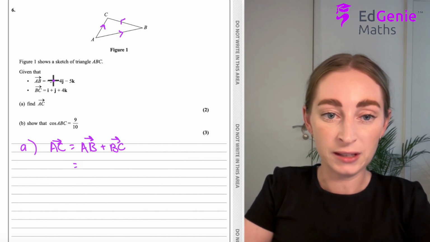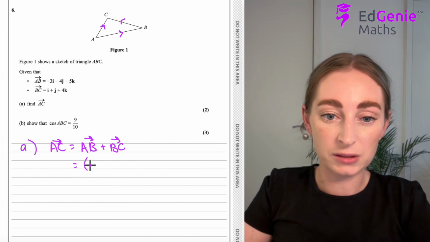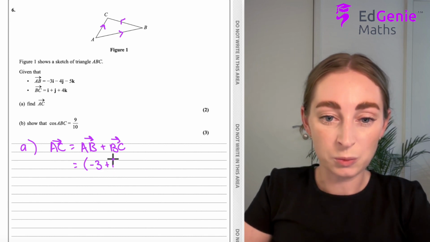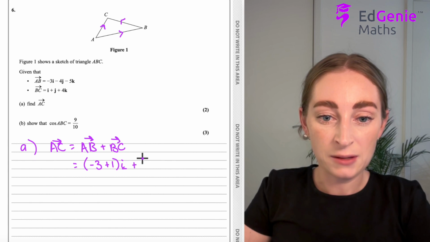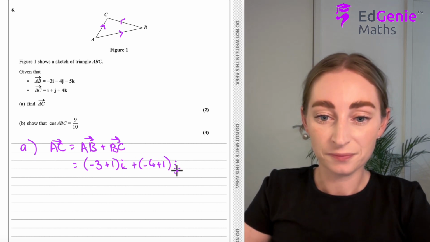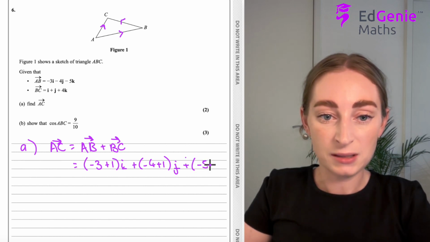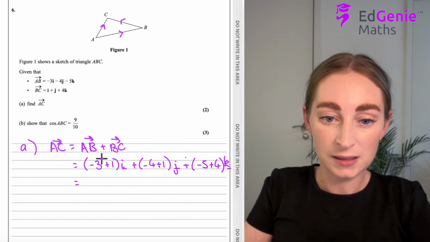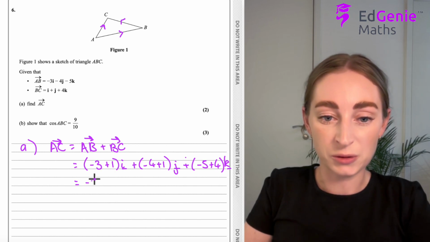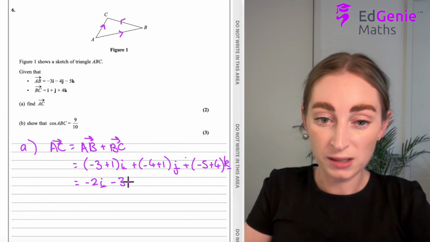So if we look at the I components, we have got -3 plus 1. For the J, we have got -4 plus 1. And for K, we have got -5 plus 4. Let's simplify this. -3 plus 1 is -2. -4 plus 1 is -3.